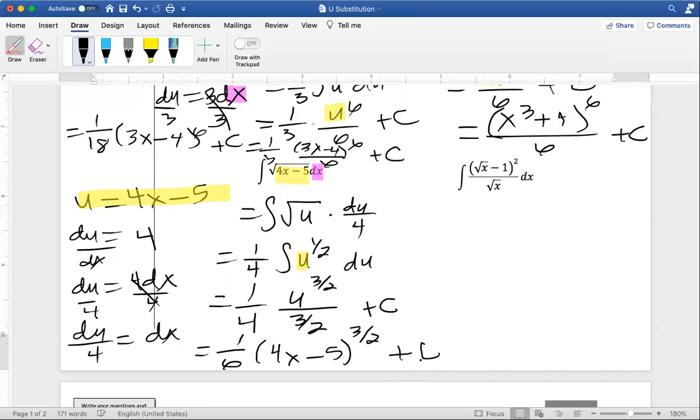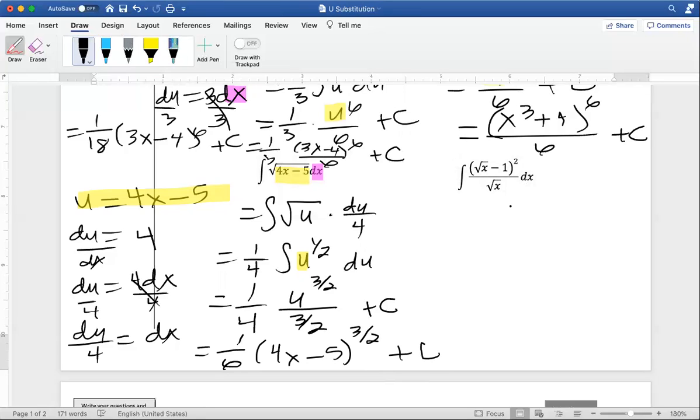Remember, this plus c comes because when we're doing these kinds of integrals, it's a family of answers. It's not just one single answer. I could add any constant to here, and when I take the derivative, it's still going to be the same. Okay, so that 1/6, remember, came from 1/4 times 1 over 3/2.